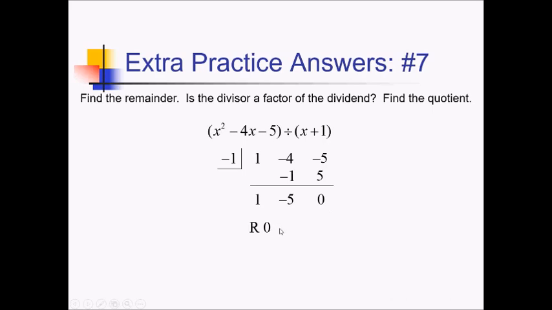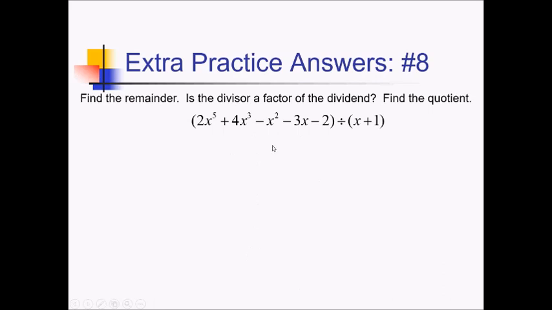Since the remainder is 0, that means that x plus 1 is a factor of the quadratic that we started with. And our quotient is going to be the other numbers down in the bottom row except for the remainder. So this 1 really represents 1x, because when you divide an x squared by an x, you get something that starts with an x. So 1x, and then we also have a minus 5 to go with that.